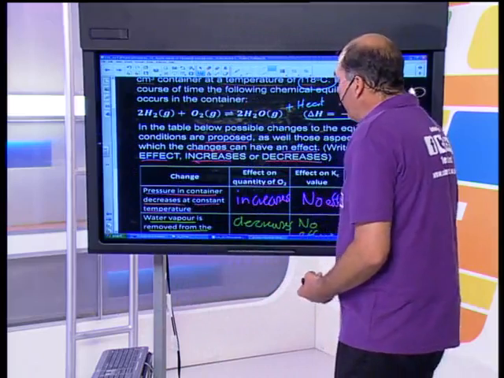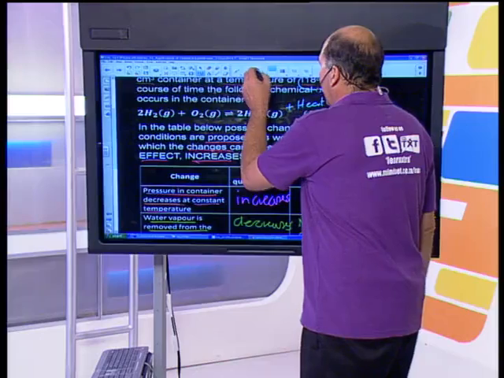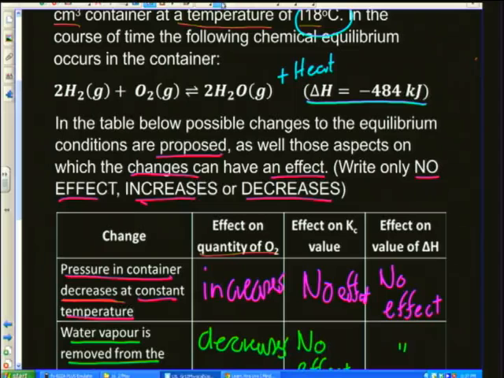If I'm taking away heat, I'm decreasing the temperature. Think about it, removing this. Then you can think about it removing the product. What's the system going to do? You tell me. The system will try and replace heat. Yes, it favors the exothermic reaction.